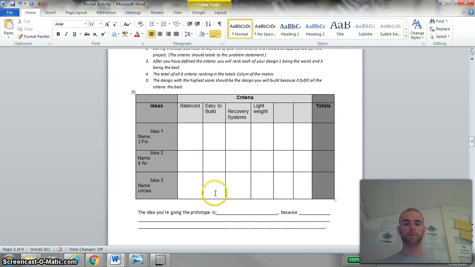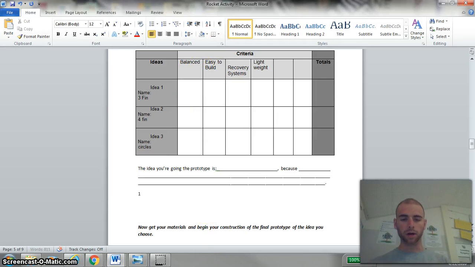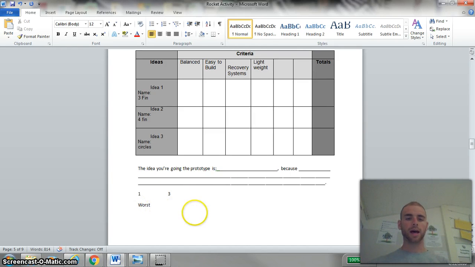So what you're going to do is rank them, okay? And you're going to rank them with 1 being the worst, sorry, the worst, and 3 being the best. Obviously, 2 will fall somewhere in the middle, okay? So we're going to go ahead here. So balance. My best balanced one, I'd probably say is the 4 fin one, okay? And since it's got 3 fins, I'm assuming that's going to be the least balanced one. Circles, that'll kind of be in the middle, okay?